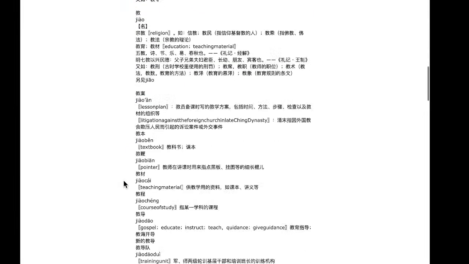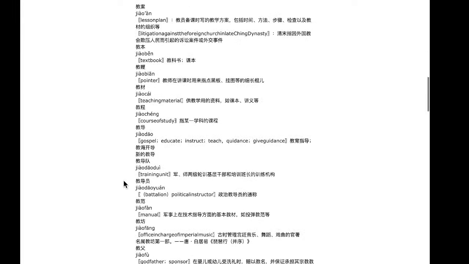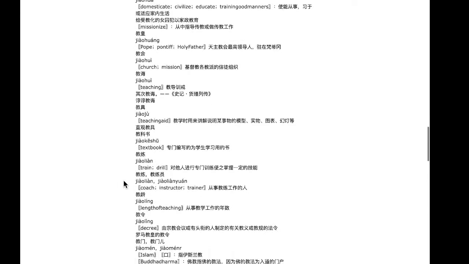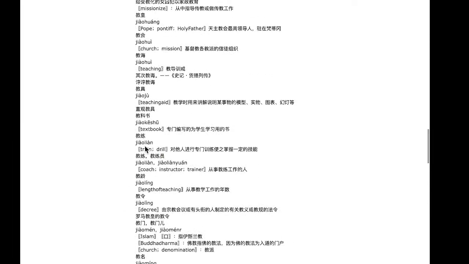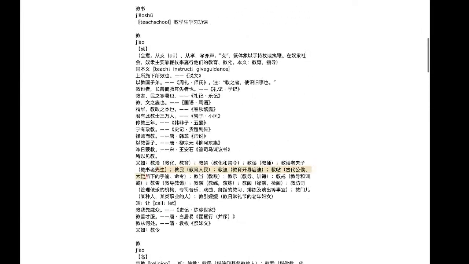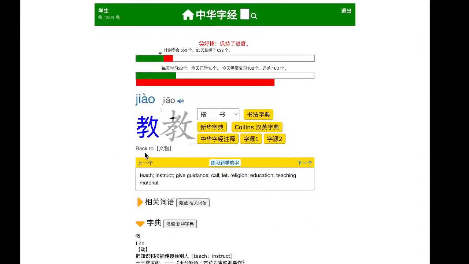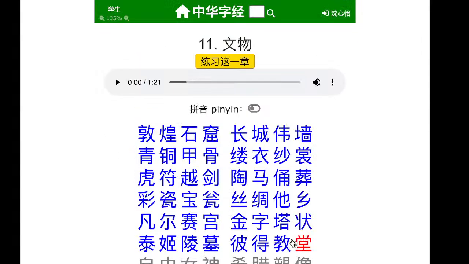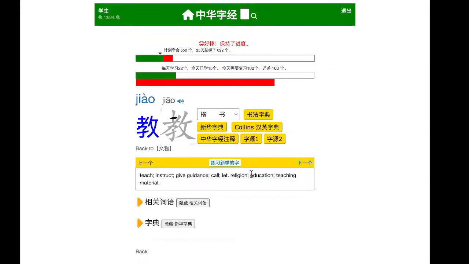教导 is kind of like giving someone a lecture or a talking to. 教科书 is textbooks. 教官 discipline. Those sorts of meanings. Here we're talking about religion.